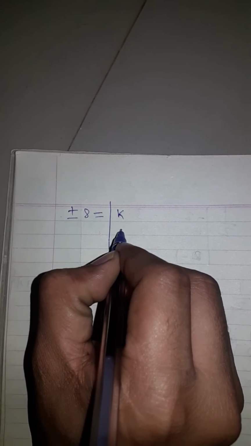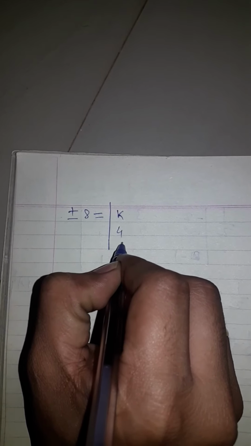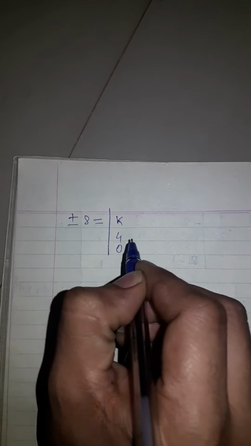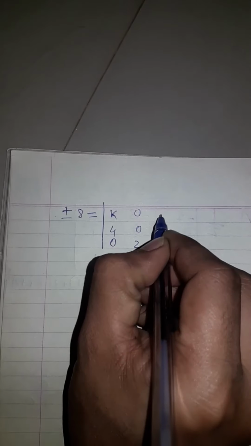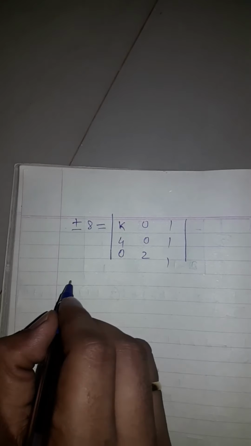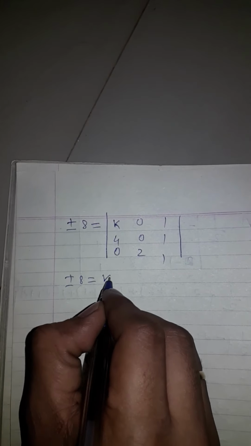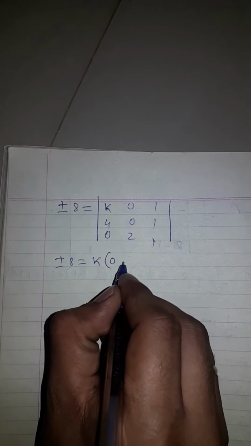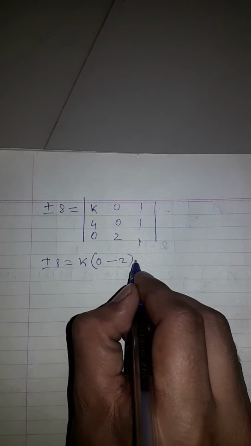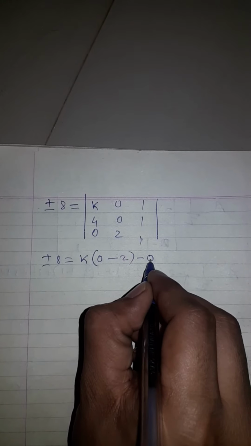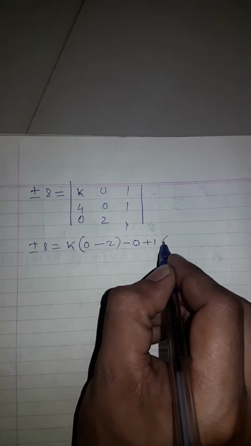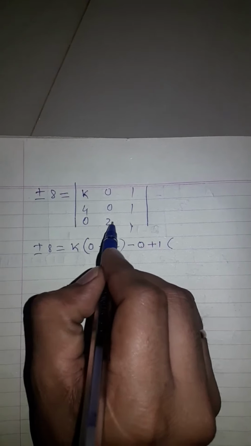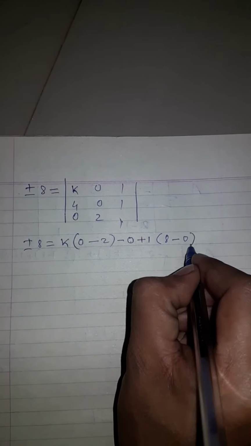k, 4, 0. Second column is 0, 0, 2, 1 1 1. Okay, so this plus or minus 8 as it is, you have to expand the determinant with first row. So k into, leaving the first row, first column, 1 into 0 is 0, minus 2 ones are 2, minus 0, no need to expand because the element is 0, plus 1 into, leaving the first row, third column, 2 fours are 8, minus 0.